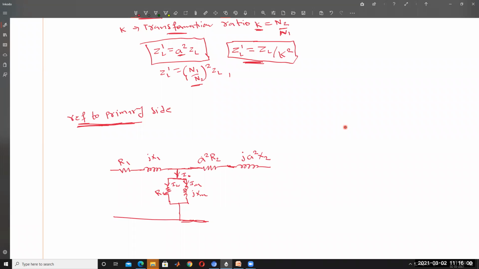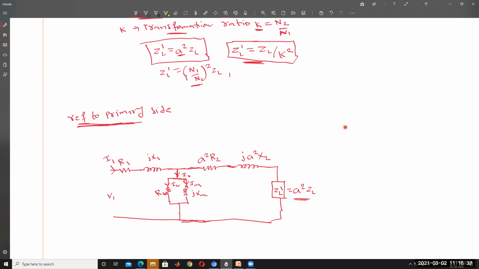Right? And then ZL dash, that is converted into the primary side. This way it's converted into the primary side of the transformer, and that is generally represented by ZL dash. ZL dash is equal to the secondary side impedance, which will become A square times ZL. So it's clear. And here the supply voltage V1 and primary current I1.